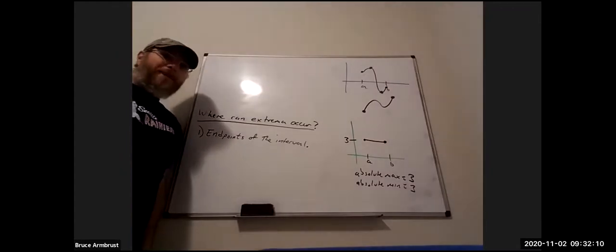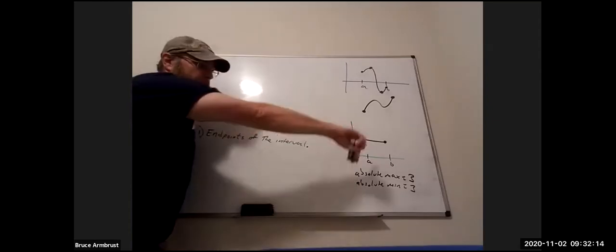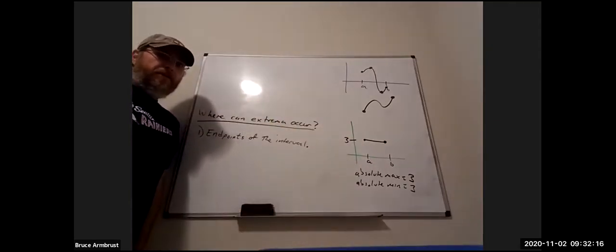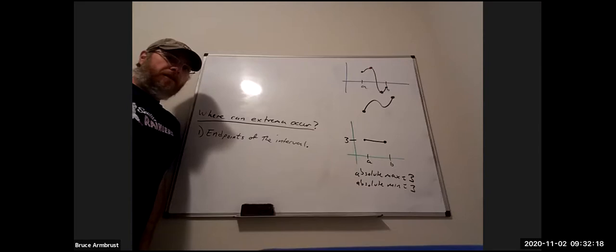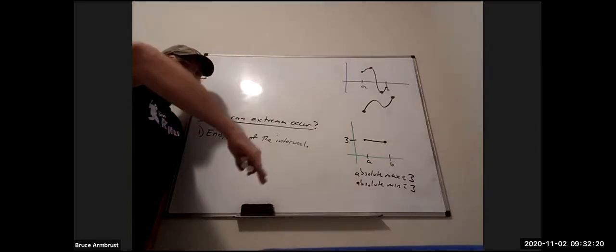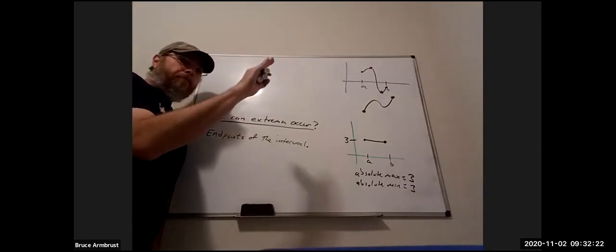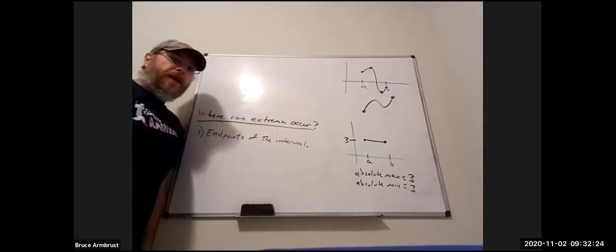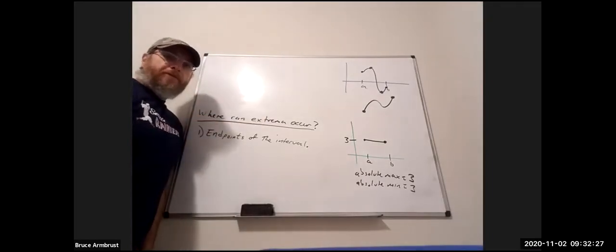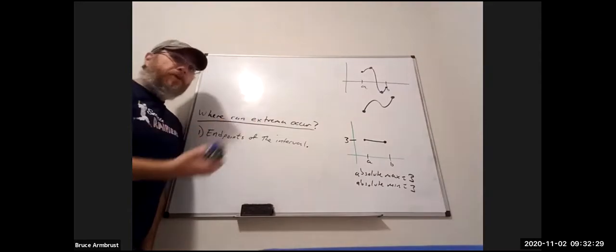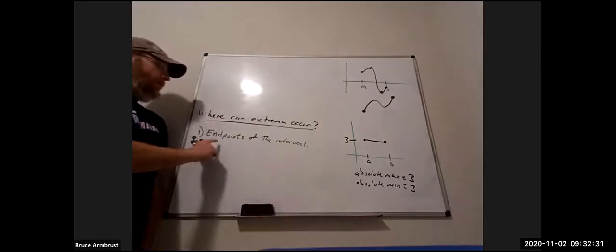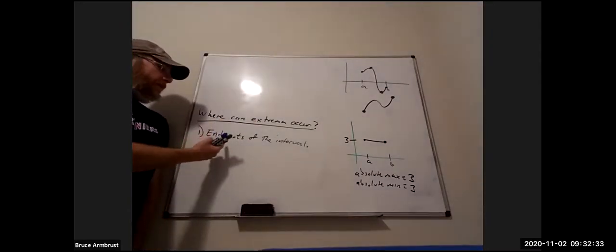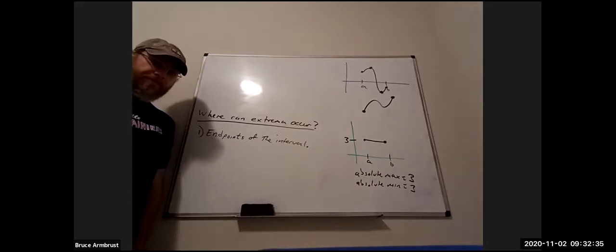Another good example of that would be a line. Take your favorite non-horizontal line. So take a linear function that's not constant, whether it goes up or down, doesn't matter. But no matter how we were to cut an interval on a line, we'd see that the absolute max and min are at the endpoints. Okay, so where can they occur? At the endpoints. Always got to check endpoints.